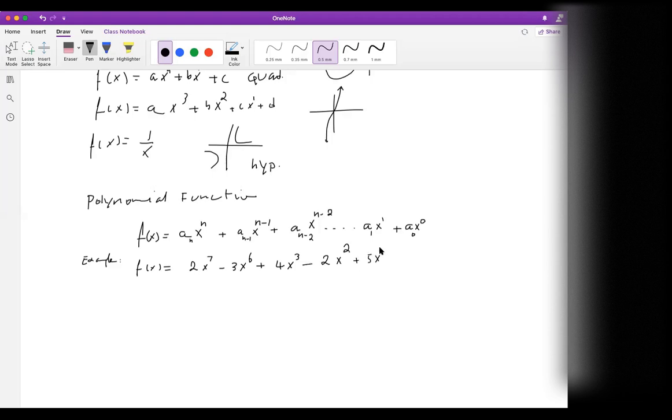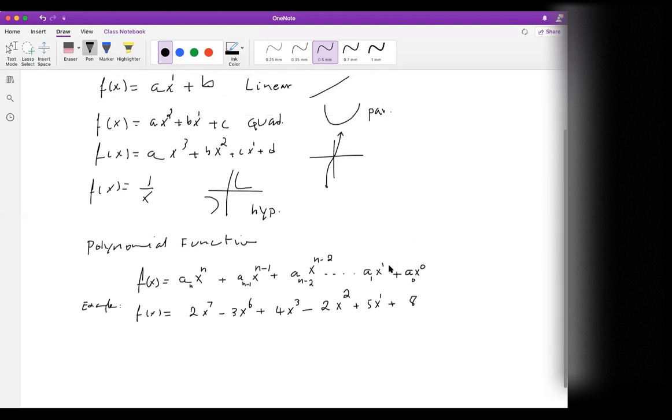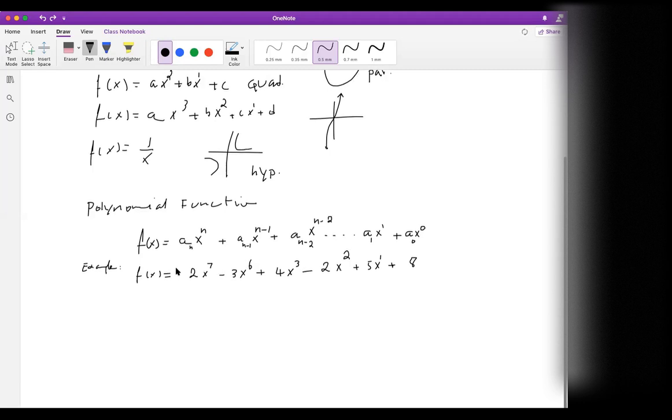So 5x means 5x to the 1. When we don't see a power on a variable, that power is 1 by default. And finally, some constant, maybe 8, for the last one by itself. You can say 8, or you can also say 8 times x to the power 0. It's the same thing. We don't usually write x to the power 0, so you can write it like this. That's the notation of polynomial functions in general.